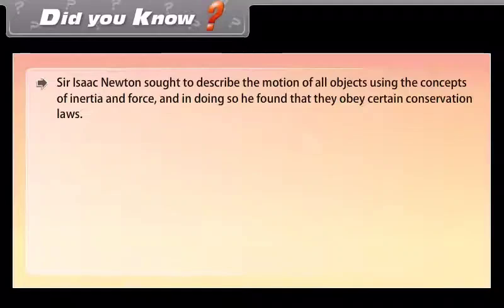Did you know Sir Isaac Newton sought to describe the motion of all objects using the concepts of inertia and force, and in doing so he found that they obey certain conservation laws.